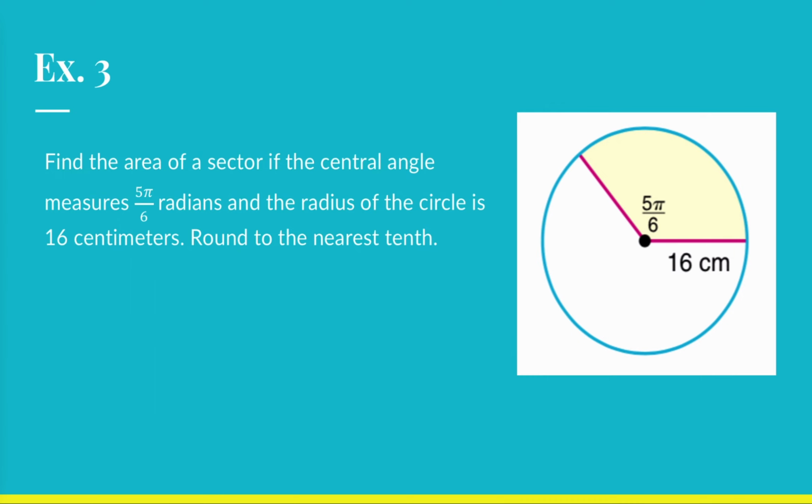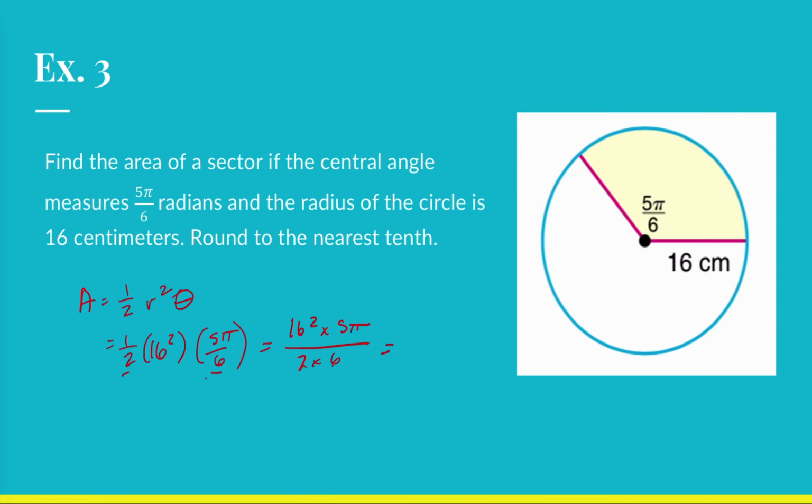Find the area of the sector if the central angle measures 5 pi over 6 radians, and the radius of the circle is 16 centimeters. So A equals 1/2 r squared theta. R is 16. Theta is 5 pi over 6. Multiply all that together. It is literally that easy. 16 squared times 5 pi over 2 times 6. Put all that in your calculator. The way that I put that in the calculator was 16 squared times 5 pi over 2 times 6, because the 1/2 and the 6 are in the denominator.